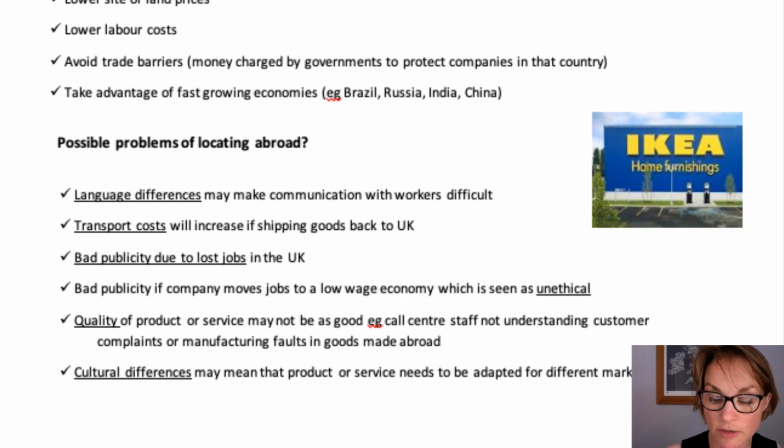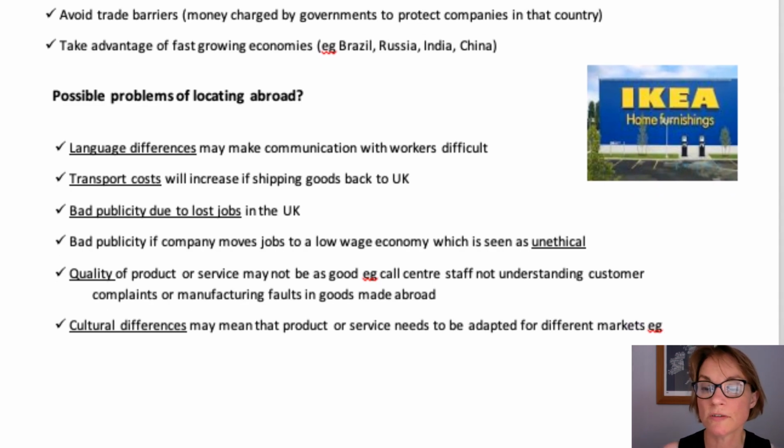How frustrating is it when you phone a call centre and the staff are abroad and they don't really understand what you're talking about? So it might be that quality of product or customer service are affected by being abroad, and then you might need to adapt your product or service for different markets.